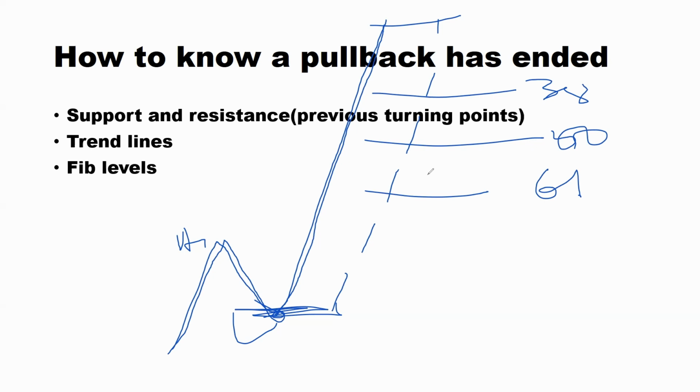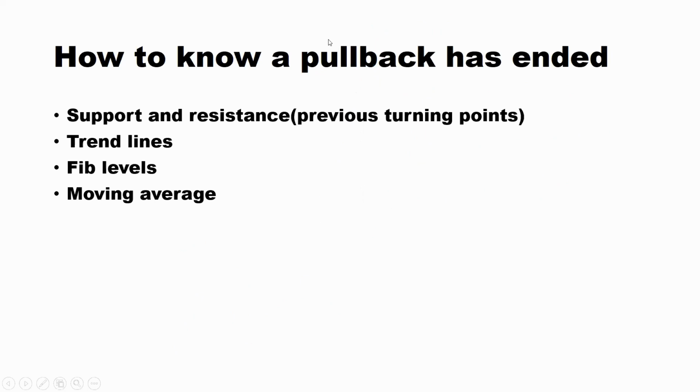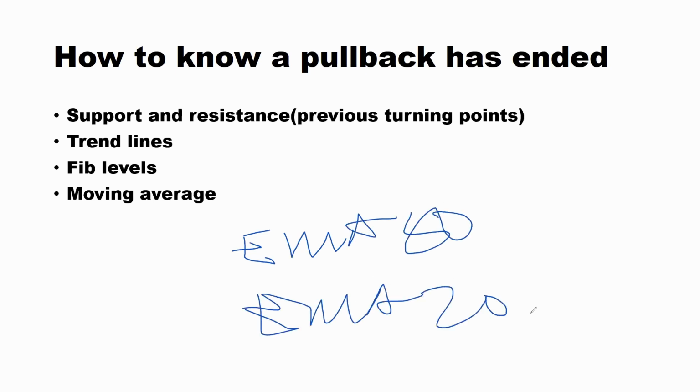So the fourth aspect that one can use to know that a pullback has come to an end is what we call the moving average. Now, we are price action traders, though you can bring in some aspects for confluence, not to use it for analysis or to take trades. It's just for confluence. You can use the EMA 50, or you can use the EMA 200. We have spoken about the EMAs. We have a full video on it. Just look through our videos. You'll see it there. Now, these EMAs can help you as confluence.